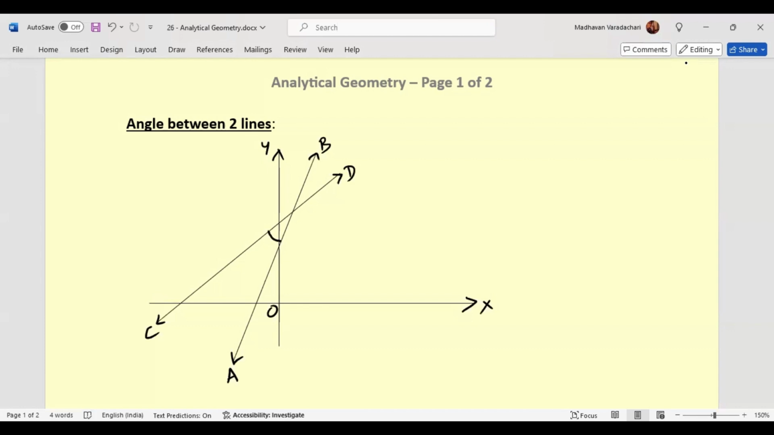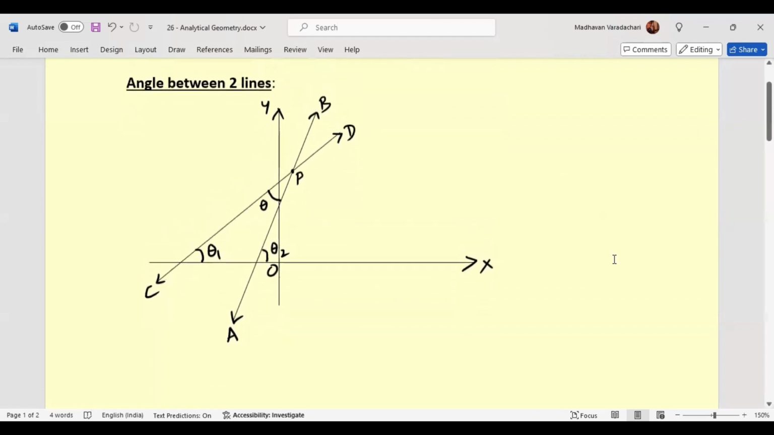Assuming the angle between these two as theta, and assuming this angle as theta 1, and then this angle as theta 2. This intersecting point, we'll assume it as P. So whatever we wrote, let me write that.